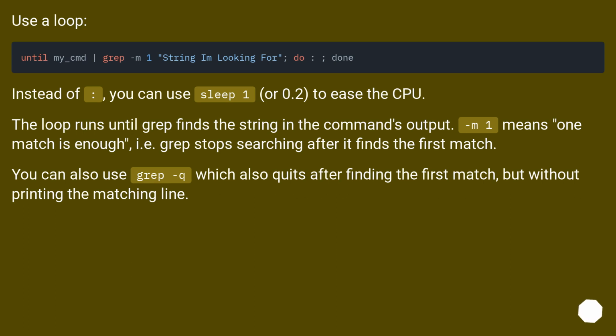Use a loop. Instead of sleep, you can use sleep 1 or 0.2 to ease the CPU. The loop runs until grep finds the string in the command's output. -m1 means one match is enough, i.e. grep stops searching after it finds the first match. You can also use grep -q, which also quits after finding the first match, but without printing the matching line.